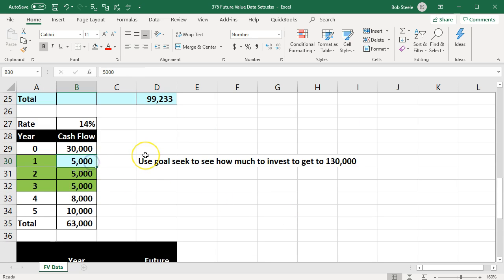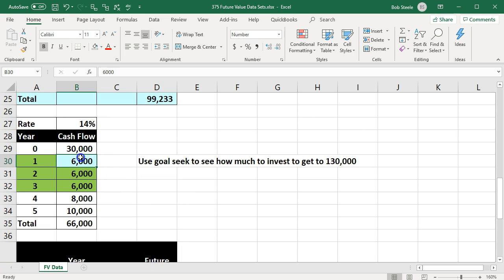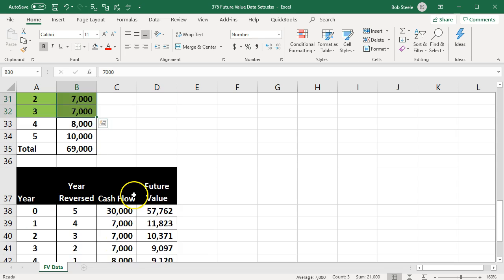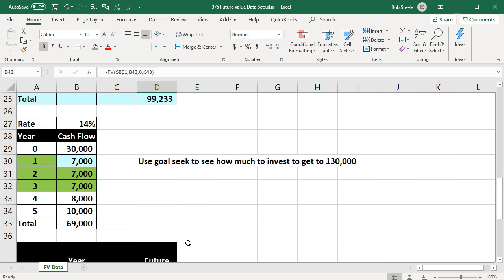So for example, if I change this to 6,000, we can say, all right, now we're at 103. What about 7,000? Oh, 7,000, and it's changing these 3 numbers, and that changes all of our calculations. It's the same calculation we did up top. So let's let goal seek do that.